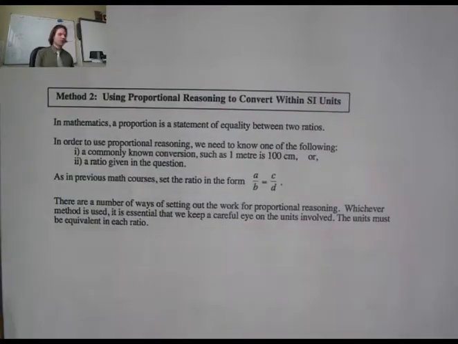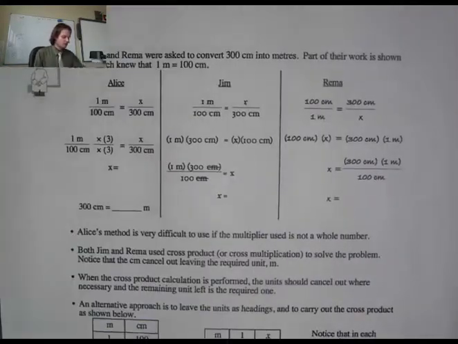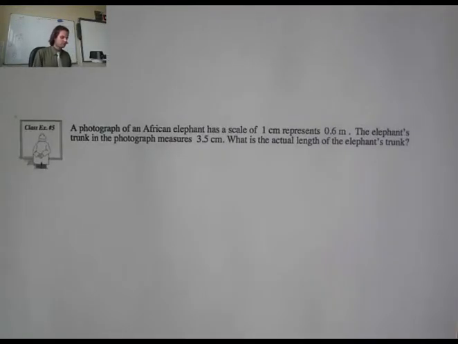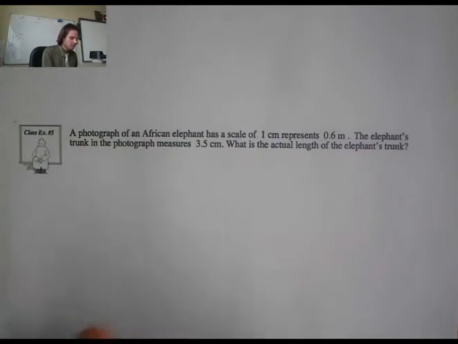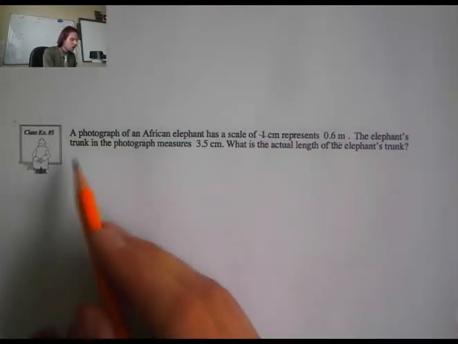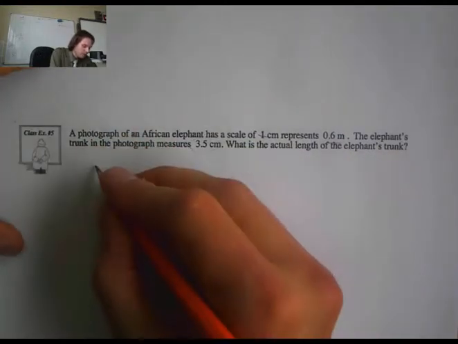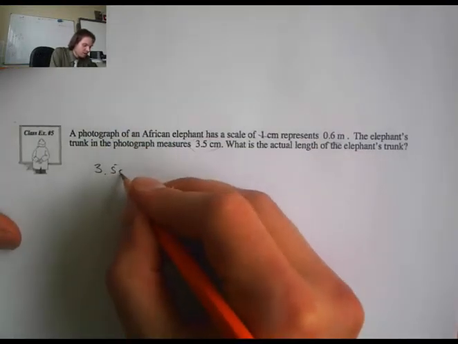So your second method is a way of doing unit cancellation. So here's a little example here, and I'll help you solve this one. A photograph of an African elephant has a scale of 1 centimeter equals 0.6 meters. The elephant's trunk in the photograph measures 3.5 centimeters. What is the actual length of the elephant's trunk? Okay, so we have 3.5 centimeters.